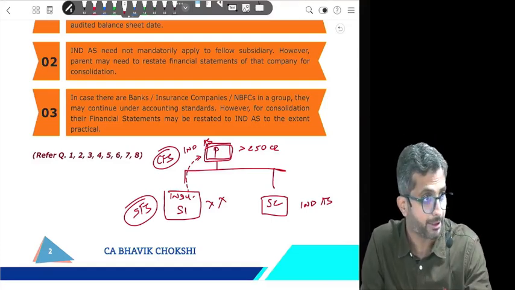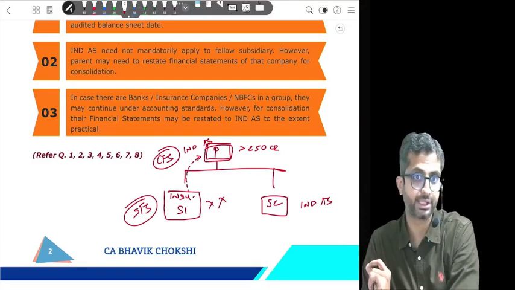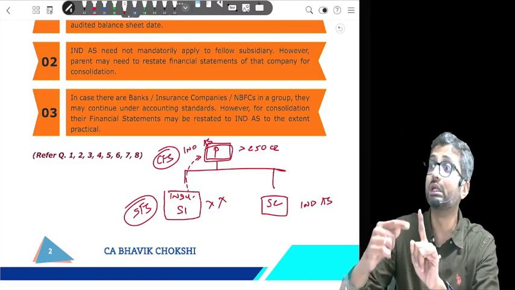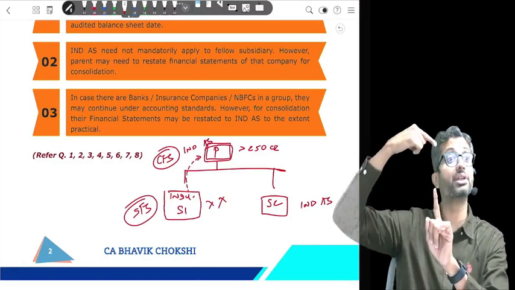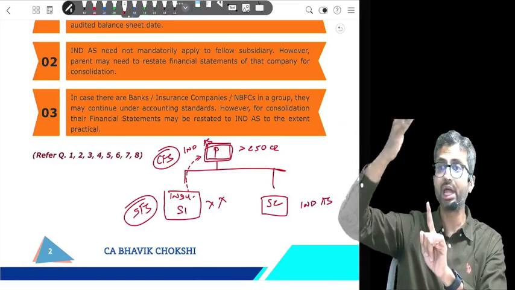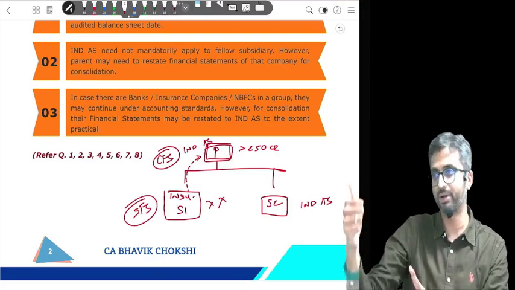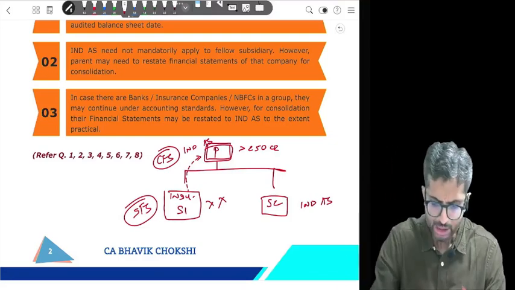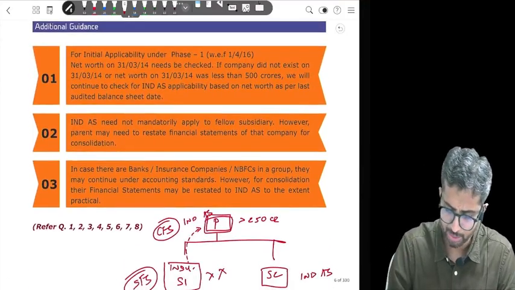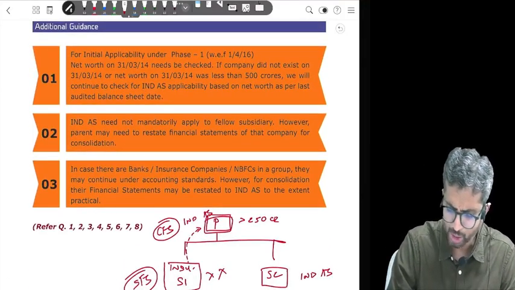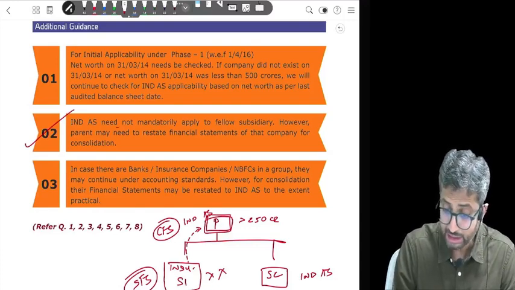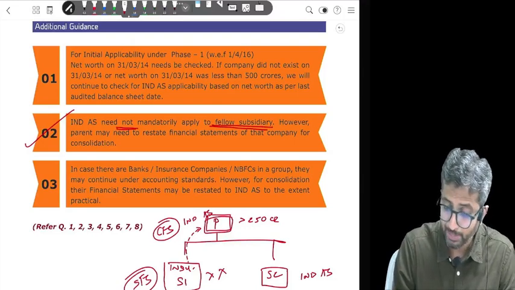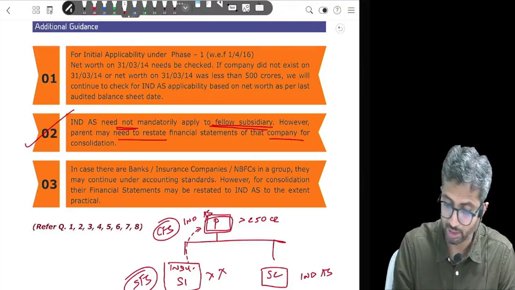Your answer will be, in the SFS of the insurance company, will Ind AS be applicable? No. But for consolidating the insurance company with the parent's financials, will I have to restate as per Ind AS? Yes. Perfect. Are we clear with this? Can we proceed further? Okay, so this is regarding restatement. So additional guidance over here, point 2, if you see, Ind AS need not mandatorily apply to a fellow subsidiary. However, parent may need to restate financials of that company for consolidation.